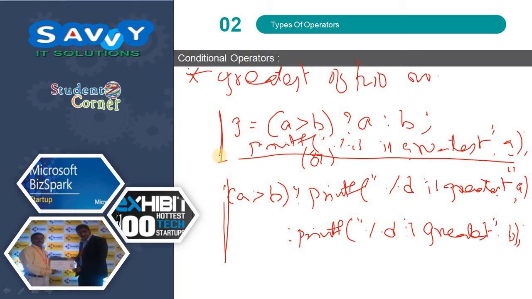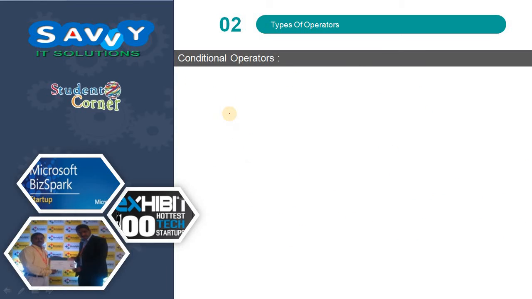But in Java, only the top mechanism will work and the remaining mechanism will not. So here we are discussing a few programs. This is the first program we are discussing. Then the second one is even or odd. So, even number or odd number. In the same way we are checking it.